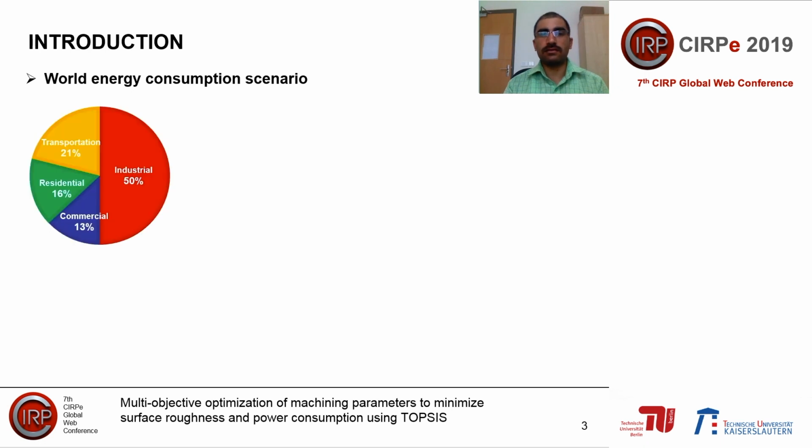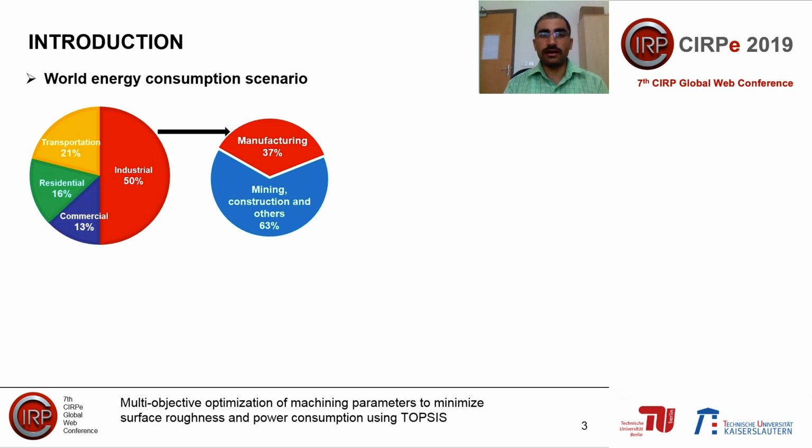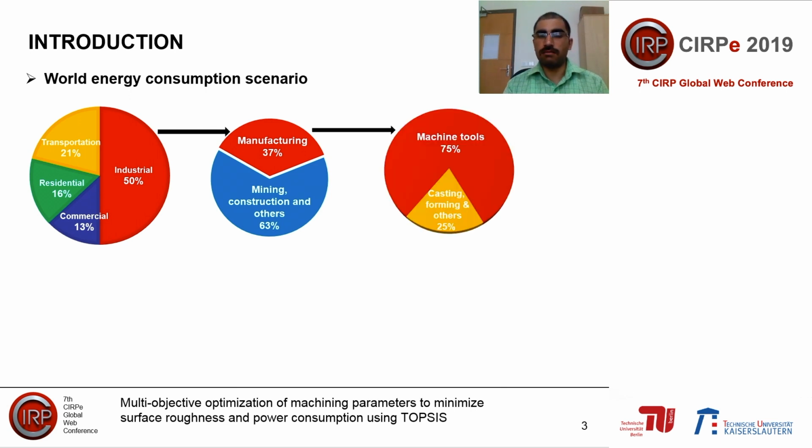This is the world energy consumption scenario presented in a pie chart with four major sectors: commercial, residential, transportation and industrial. The commercial sector accounts for 13%, residential 16%, transportation 21%, and the major energy consumer is the industrial sector, at 50%. If we explore the industrial sector, manufacturing accounts for 37% of energy consumption, and mining, construction and others 63%. In the manufacturing sector, the key energy consumer is the machine tools, which account for almost 75% of the total energy consumption. So indirectly we can say that machine tools are a significant energy consumer of the world's total energy consumption.